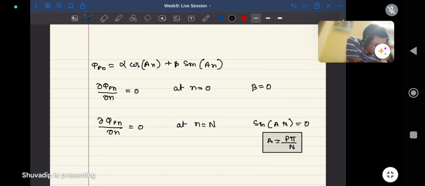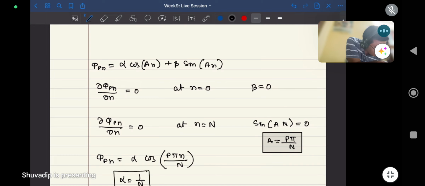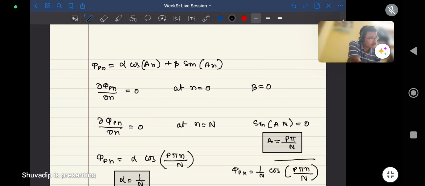So the basis function phi p(n) is alpha cos(p pi n/N). Now we choose alpha, the normalization constant, as 1 by N. So phi p(n) will be 1 by N cosine of p pi n by N. So we have got the form of phi p(n).